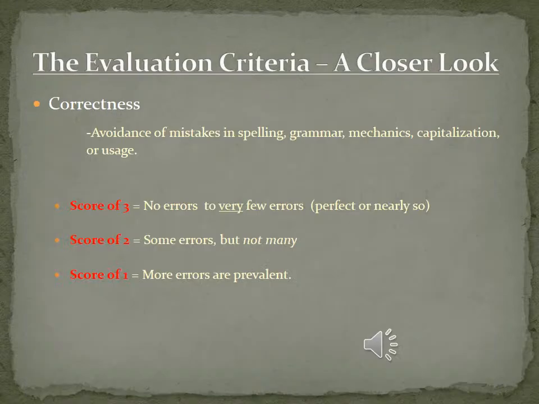The third and final evaluation criteria for the resume will be correctness. Ultimately that boils down to the idea of avoidance of mistakes in spelling, grammar, mechanics, capitalization, and or usage. To earn a score of 3, a resume should have no to very few errors. So the resume should basically be perfect. No errors, maybe 1, 2 at the most to earn a score of 3. To earn a score of 2, there are going to be a few more errors than that, but in most cases it's probably not going to go much beyond 5 or 6. And then anything beyond that would probably earn a score of 1 in regards to correctness.